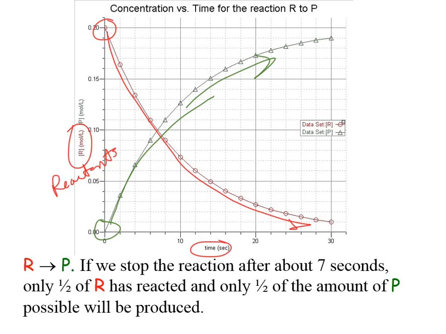Okay. So what this says is if we only have 7 seconds and we basically squelch our reaction, it looks like this. This down here would be 7 seconds, go up. Okay, at about 7 seconds, about half of our reactants have been converted to products. So we're not there yet. We definitely would not get full yield if we stopped it right there.